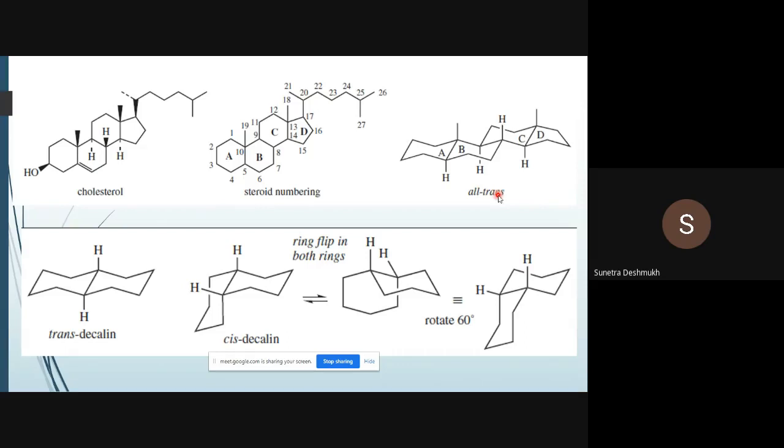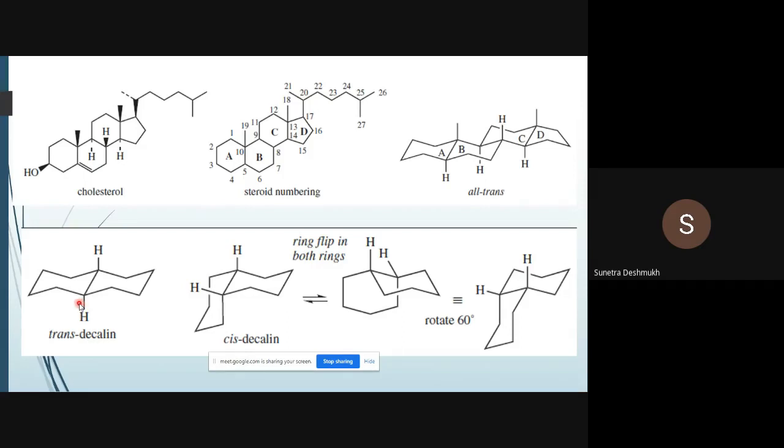Now, as we have three cyclohexane rings and one cyclopentane ring, definitely there should be chair conformation, so steroid molecules are present in the chair conformation. We have seen the stereochemistry of decalins, that means two six-membered rings fused together. We have seen trans decalin and cis decalin. Which one is more stable, and why, we have also seen.